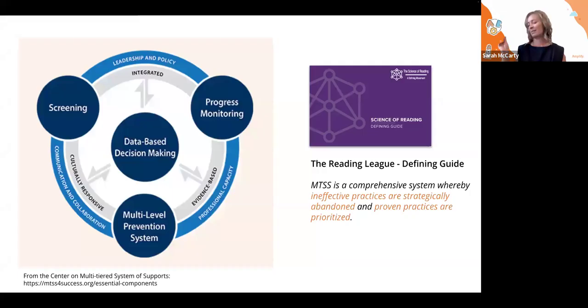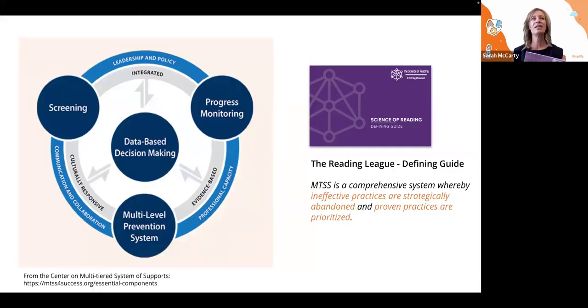One thing that I found, I read the Reading League Defining Guide many times, but I pulled it back out when I was preparing for this webinar with you today. Because on page 26, it has this quote that I've actually put here on the screen that I found extremely powerful. That MTSS is a comprehensive system whereby ineffective practices are strategically abandoned and proven practices are prioritized. And that just, for me, really hit home differently. It may be hitting home to you as well differently.